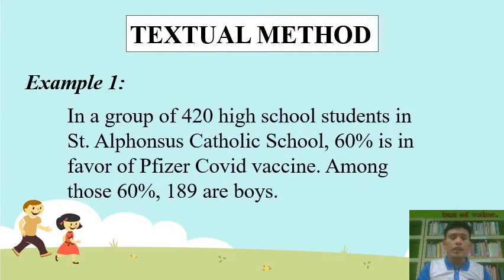Example number one. In a group of 420 high school students in St. Alphonsus Catholic School, 60% is in favor of Pfizer COVID vaccine. Among those 60%, 189 are boys. That is in textual method.